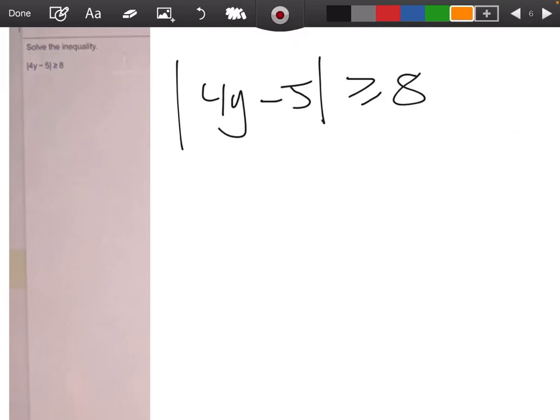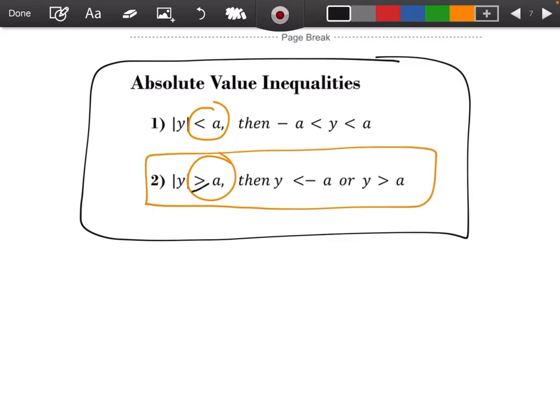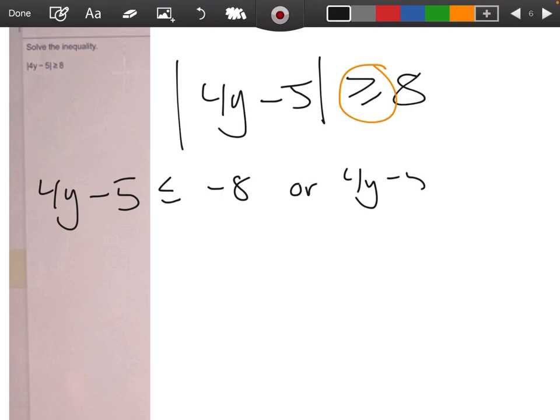So when I come back over here, I can see that this is going to be more like formula number 2. And I know in my problem we have the little equal to, but we can just do that and we'll end up with the exact same thing that we need, okay? So the first part says we're going to write y is less than or equal to negative 8, or y is bigger than positive 8. So first thing I'm going to do, I'm going to write 4y minus 5 less than or equal to negative 8, or 4y minus 5 bigger than or equal to positive 8.